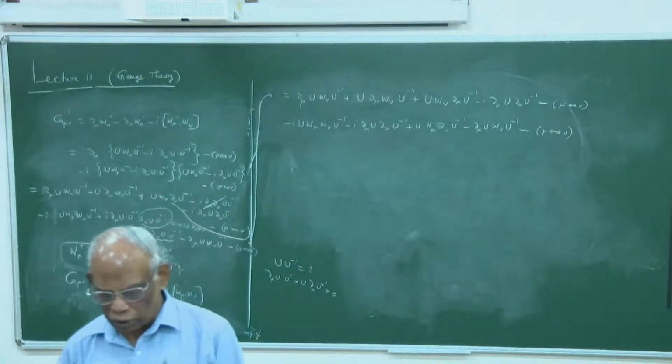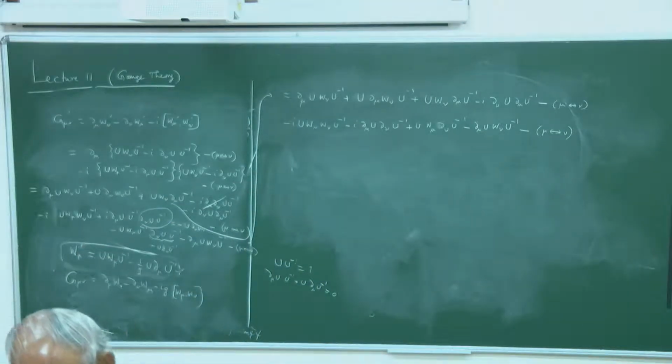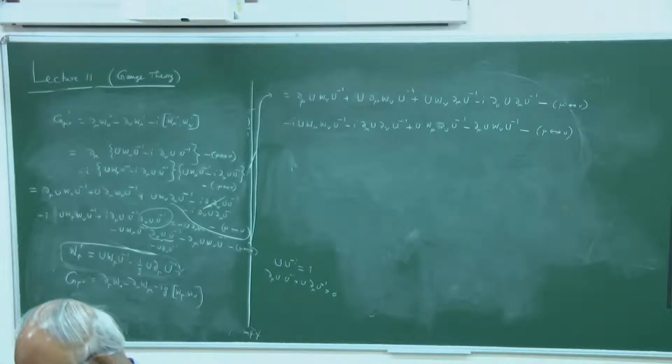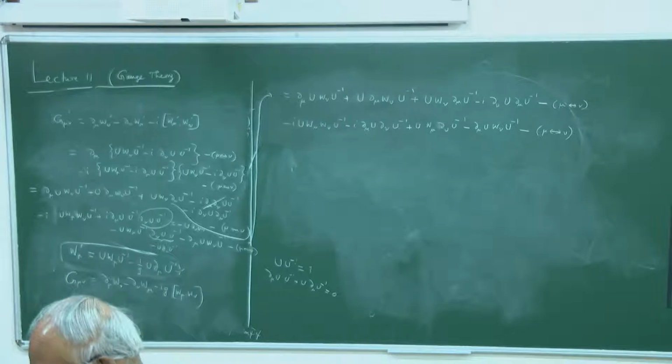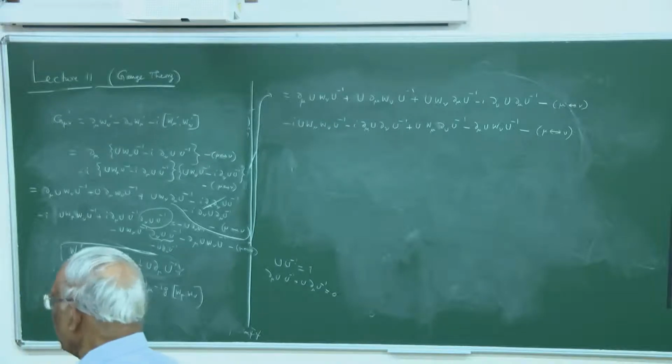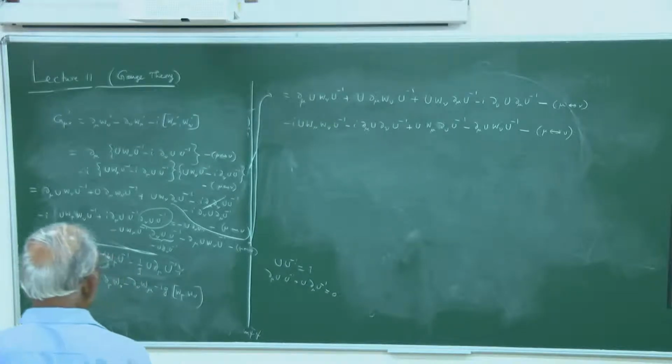Now there are many cancellations. So let me write down, instead of writing that mu nu, that notation, anti-symmetrization, let me just write it fully. Then only cancellations can be seen.